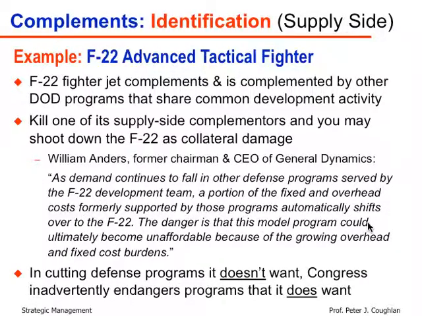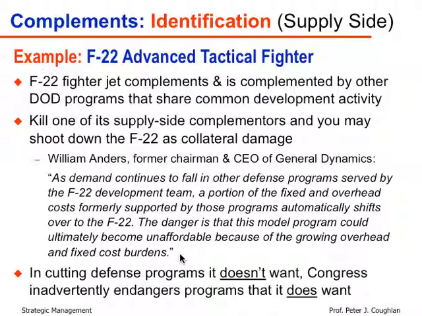The danger is that this model program could ultimately become unaffordable because of the growing overhead and fixed cost burdens." What he's saying is that they quote the government a price to provide and develop the F-22. But that is based on them thinking about what their costs are to provide the F-22, assuming that some of the costs are covered by other programs because they share development tasks, share overhead, share knowledge, right? And therefore, the cost to each individual program is reduced because those certain aspects are shared across development programs.